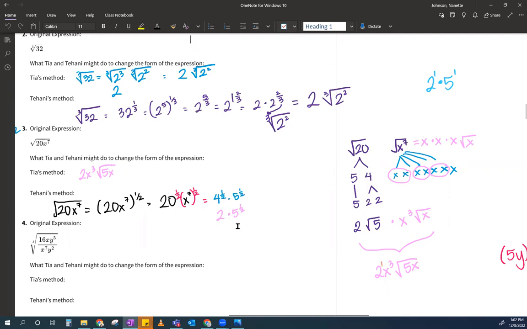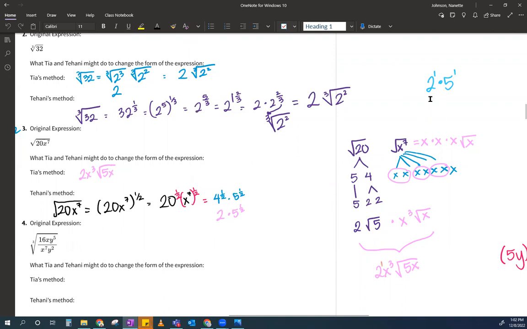This is when you fight the urge. Don't multiply those together. Do you guys all see me fighting the urge? Fight it. Don't do it. You understand what I'm saying? Everybody good? Okay. So that's very similar to the urge that people want to go here. Miss Johnson, I can multiply these two together, right? And the answer is no.